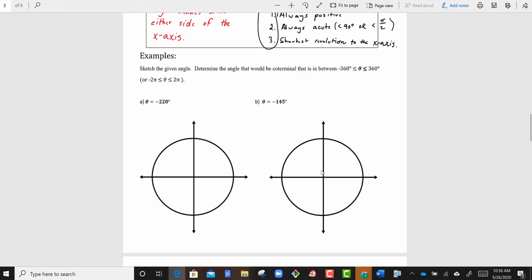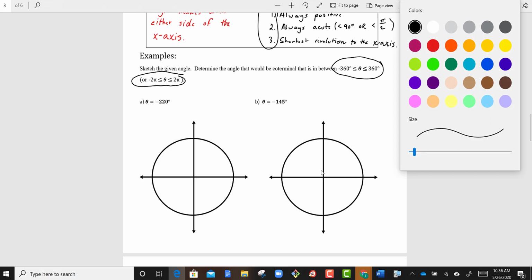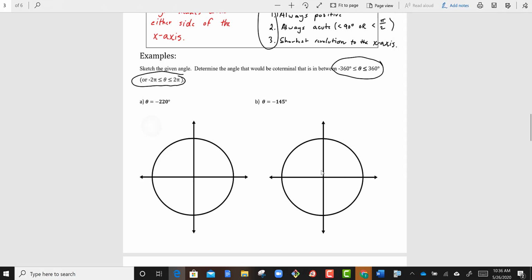This first set of examples says determine the angle that would be coterminal to the given angle that is within this range. The negative 360 to positive 360 range, or in radians, negative 2 pi to positive 2 pi. So we need to sketch the given angle. The first angle is negative 220. So I'm going to start on the positive x-axis. I'm going to rotate clockwise.